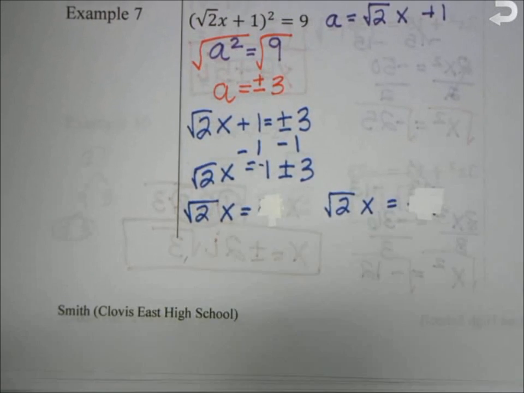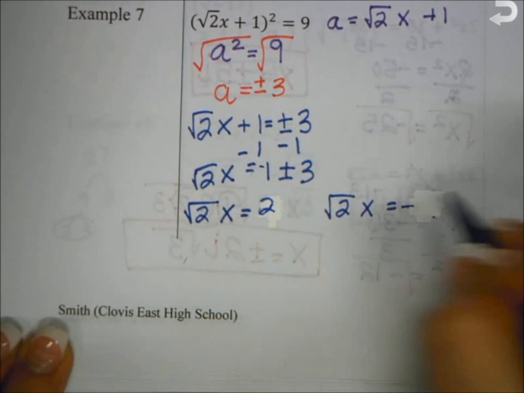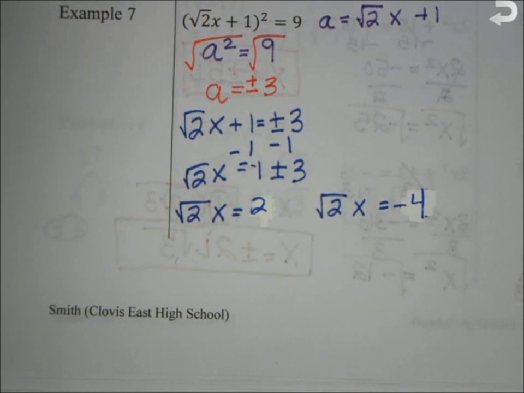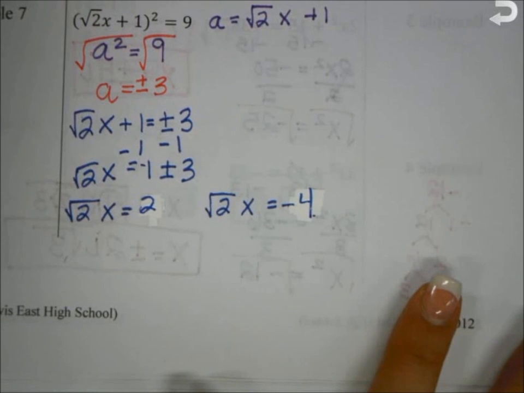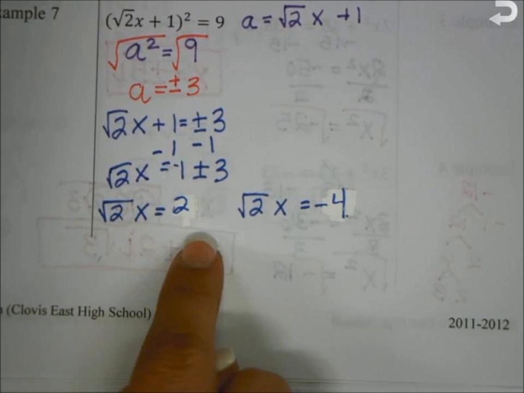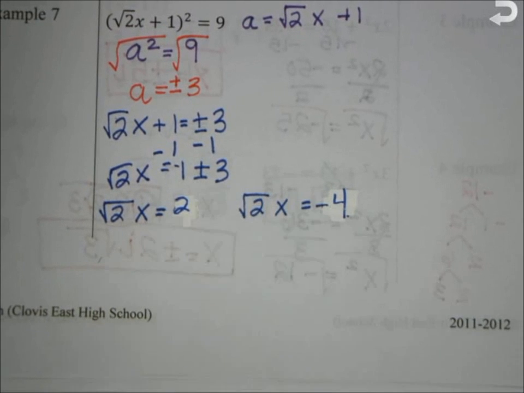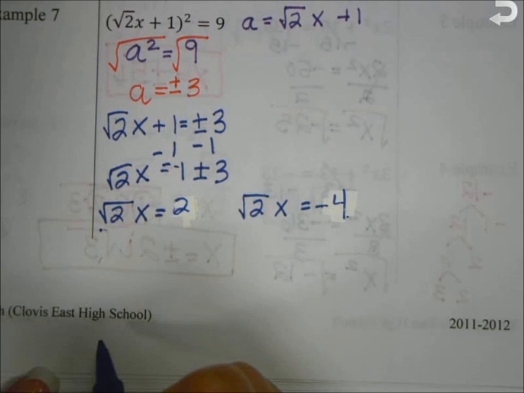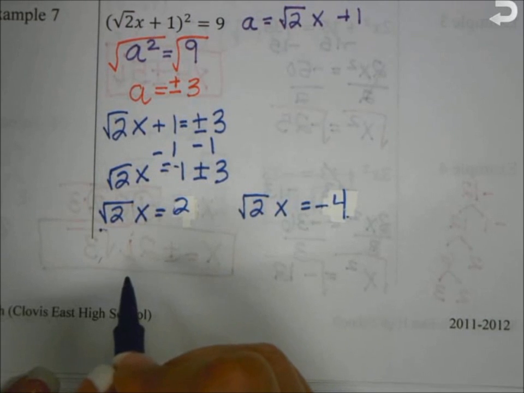Alright. So now we have square root 2x equals 2 and square root 2x equals negative 4. I want to get that x by itself. So what do I have to do to both of these? What do I do? Divide by square root 2. Good. Those are going to cancel. So what will my two answers be?